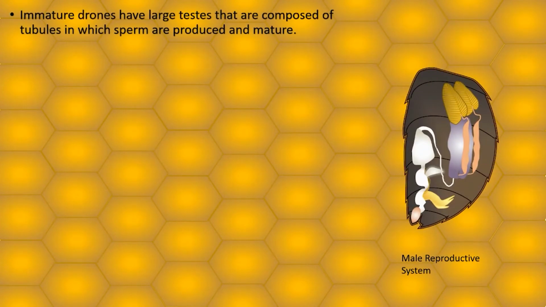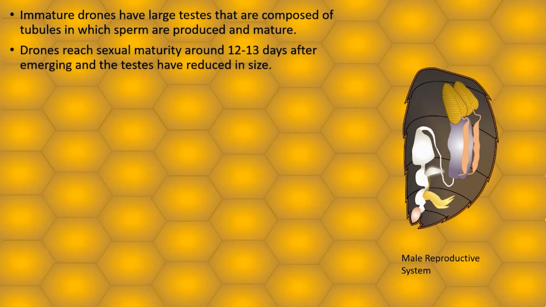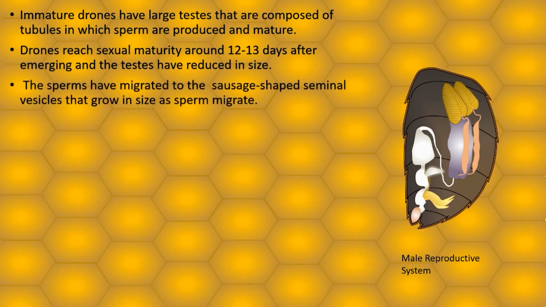Immature drones have large testes that are composed of tubules in which sperm are produced and mature. Drones reach sexual maturity around 12 to 13 days after emerging, and the testes are reduced in size. The sperm have migrated to the sausage-shaped seminal vesicles that grow in size as sperm migrate.